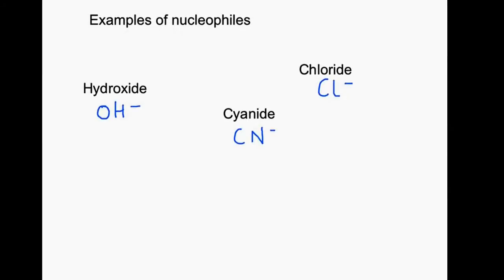So, hydroxide ion, the lone pair on the oxygen. A cyanide ion, slightly less common. This time the lone pair is actually on the carbon. And the chloride ion, which of course has 4 lone pairs.